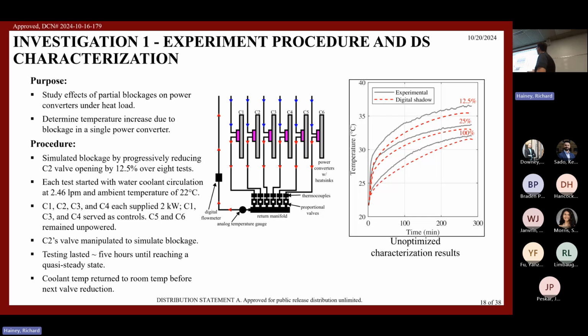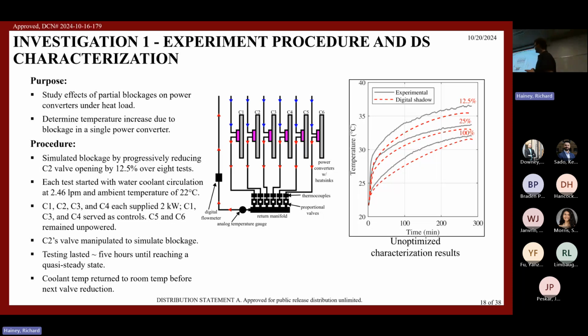So now I should explain our test procedure essentially. For our characterization test, we had a couple of the converters on: converters 1, 3, and 4. Each one of these was receiving a certain amount of power input and producing a certain amount of waste heat that was being dissipated into water by convection, of course. So converters 1, 3, and 4 were acting as controls, and we were performing the characterization experiment on converter 2. Converters 5 and 6 weren't active at this time due to power balancing.